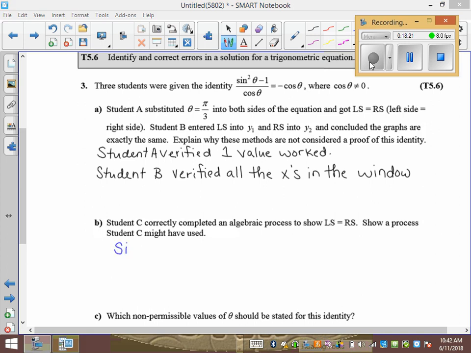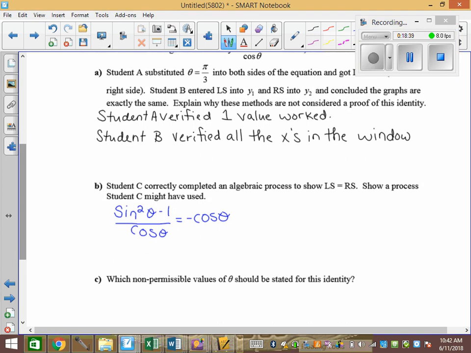So we have sine squared theta minus 1 over cos theta. If they give you one of these, you should be the happiest camper on the planet. Sine squared theta minus 1 is just the formula rearranged: negative cos squared theta. So you're going to get negative cos squared theta over cos theta. The squared and the cos cancel, and we get negative cos theta equals negative cos theta. Left side equals right side.